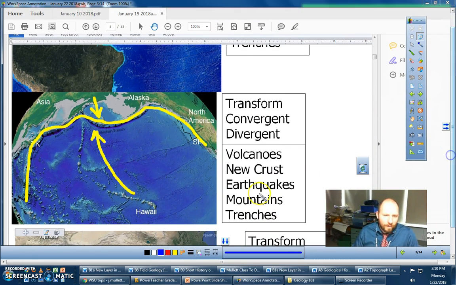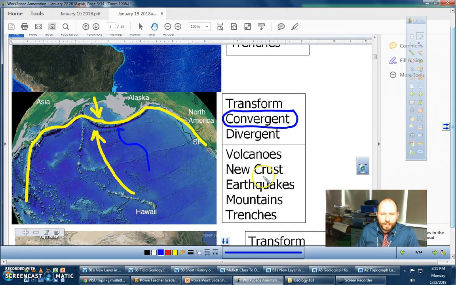Alright, so we've got the Pacific plate moving in this direction. We've got the Asian plate right here, and this Pacific plate is actually going to go underneath the Asian plate right there. And if it's going to be coming together like this, we're going to refer to this as a convergent boundary.